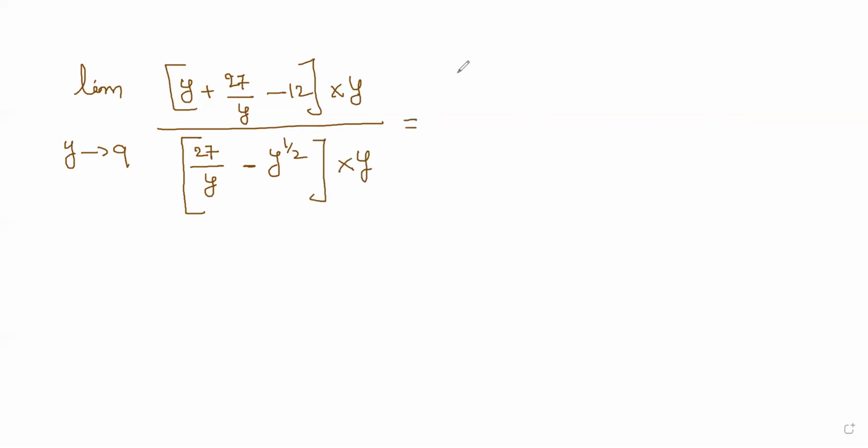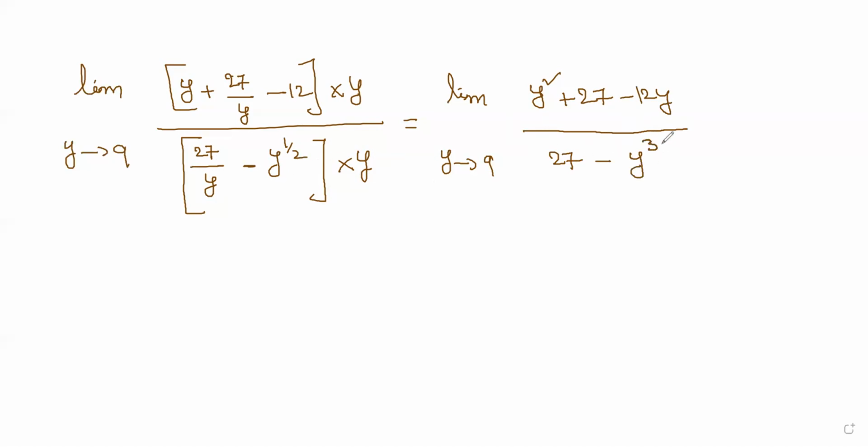And now let's move on. Limit y tends to 9. You have to multiply, so it becomes y square plus 27 minus 12y on the top. And in the denominator, I have 27 by y into y, that is 27, minus y power half into y, that is y power 3 by 2.